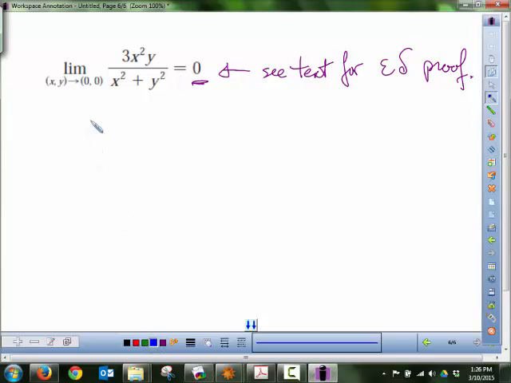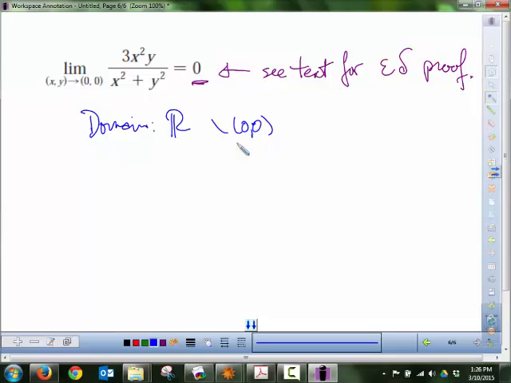So let's mention the domain here. Domain, can you tell me what the domain is? When all real numbers except when x squared plus y squared is not equal to 0. When is x squared plus y squared equal to 0? When they're both 0, right? So this isn't quite correct. What do I have to fix?